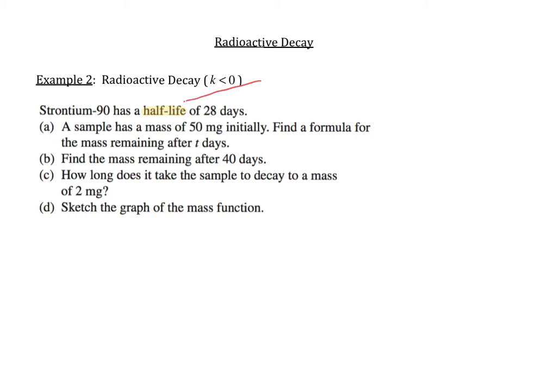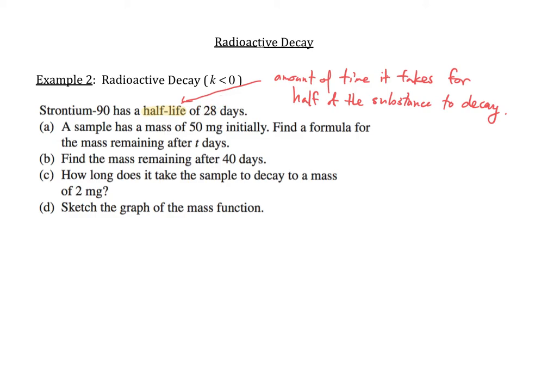What half-life means is this is the amount of time it takes for half of the substance to decay. So in this particular case, it means if you started off with a certain amount of strontium-90, then after 28 days, half of it will be gone.